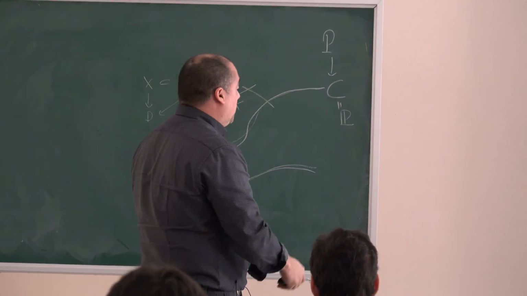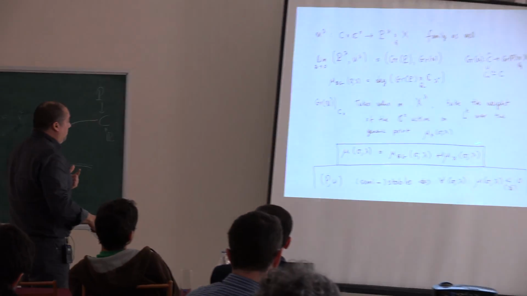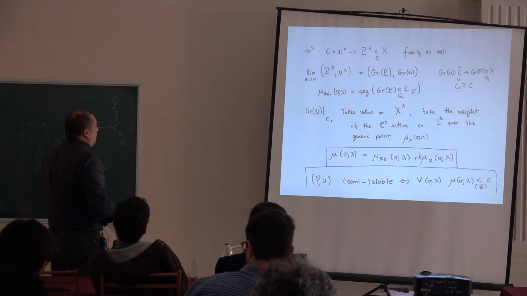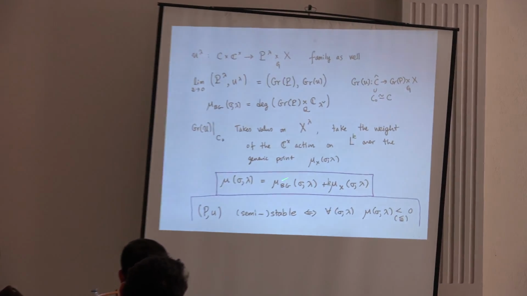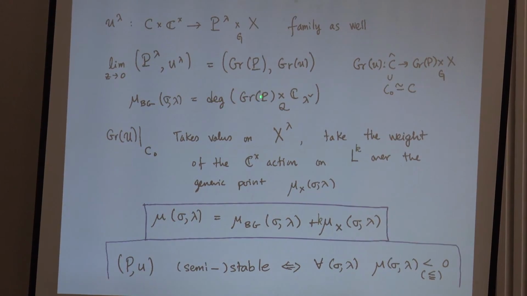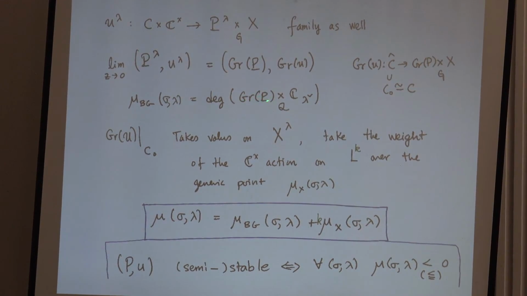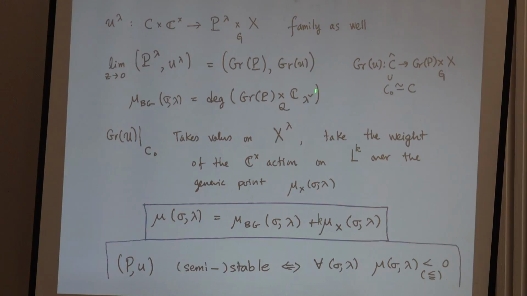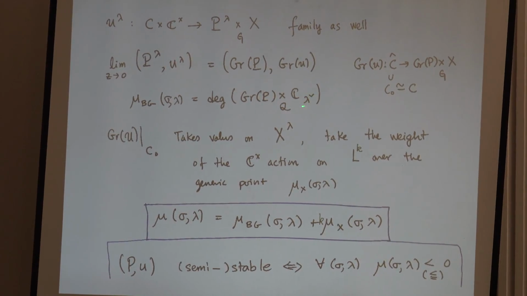And so what I am going to do is to define the Mundet weight. I'm going to take the value. So this is mu bg, essentially the degree of the associated graded times the one-dimensional representation defined by the one parameter subgroup dual that I have.